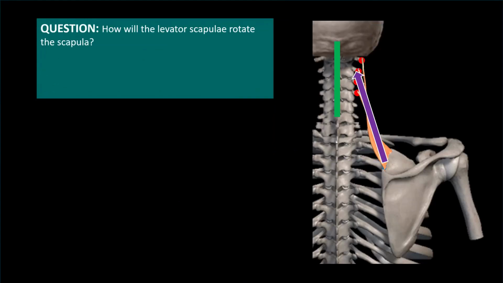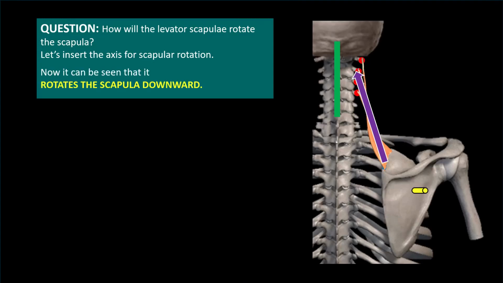Question, how will the levator scapulae rotate the scapula? Let's insert the axis for scapular rotation. Now it can be seen that it rotates the scapula downwards.